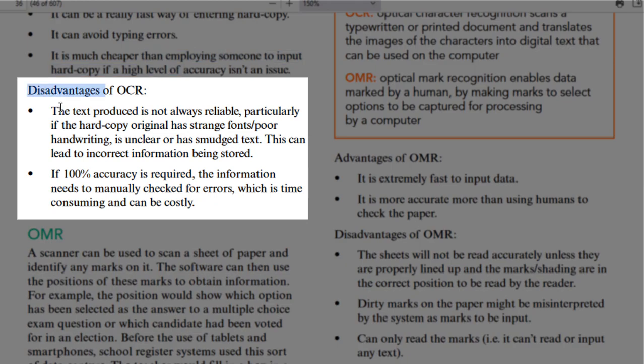The disadvantage is that the text produced is not always reliable, particularly if the original hard copy has strange fonts or poor handwriting.